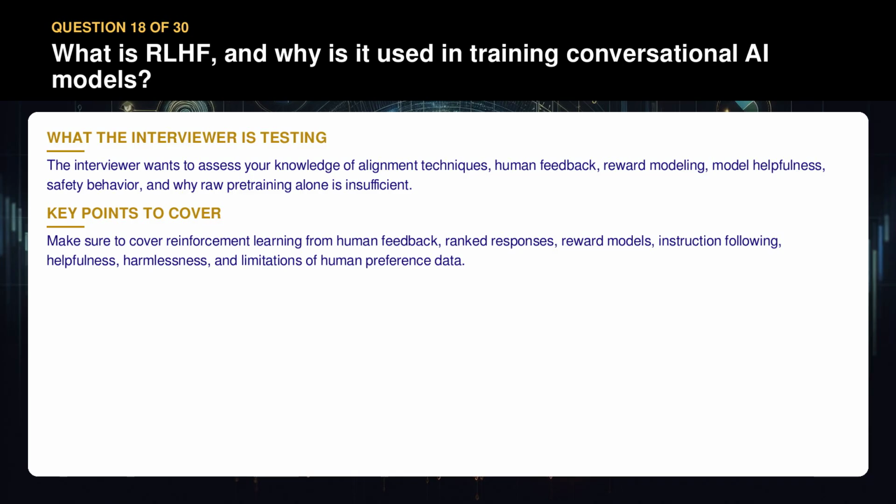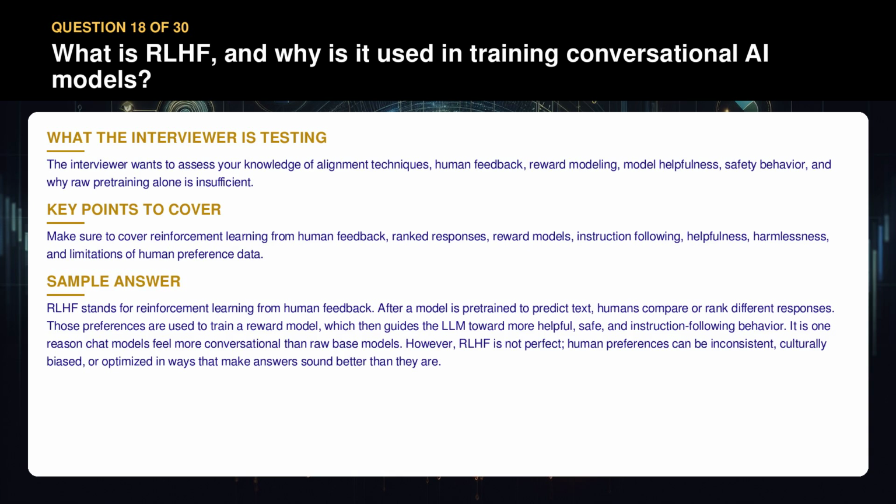RLHF stands for Reinforcement Learning from Human Feedback. After a model is pre-trained to predict text, humans compare or rank different responses. Those preferences are used to train a reward model, which then guides the LLM toward more helpful, safe, and instruction-following behavior. It is one reason chat models feel more conversational than raw base models. However, RLHF is not perfect. Human preferences can be inconsistent, culturally biased, or optimized in ways that make answers sound better than they are.